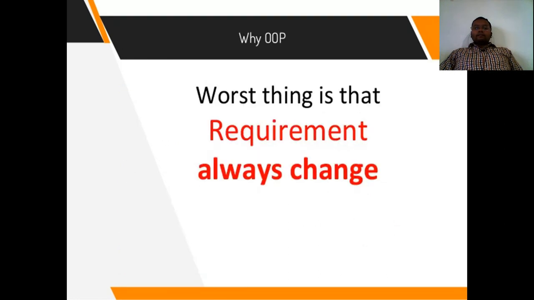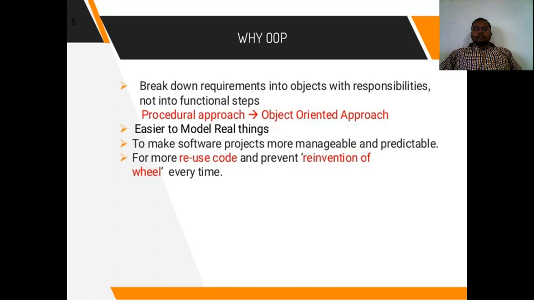Next, why object-oriented programming? The worst thing is that requirements always change. What exactly is it? Requirements always change means the customer is not stable. The customer is changing the requirements from time to time because every time the customer wants some new things in their software.